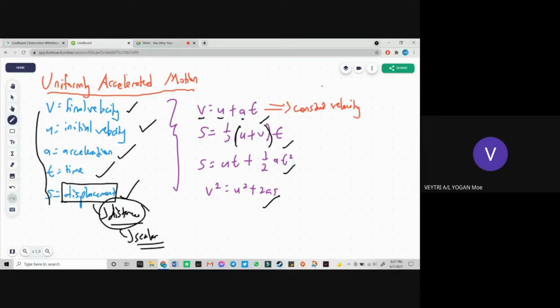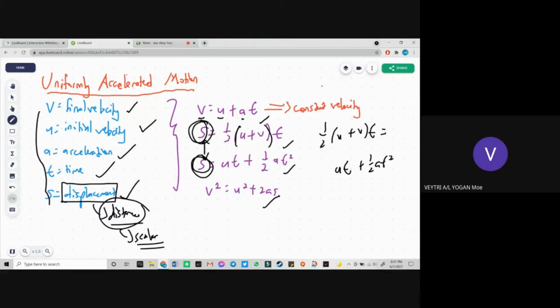Alright, itu nombor 1. Yang kedua, formula ni, if you realize, yang ini kan dua-dua subjek dia S. So, you can also write 1 over 2 (U plus V)T equals to UT plus 1 over 2 AT square. Sebab dua-dua equals to S. Okay. Tapi, untuk S ni, dia depends on situation.